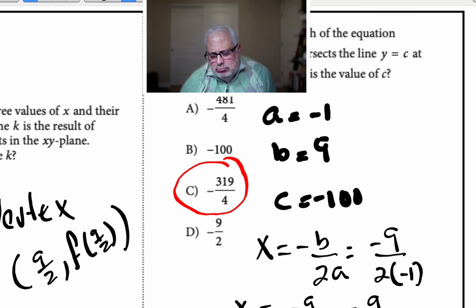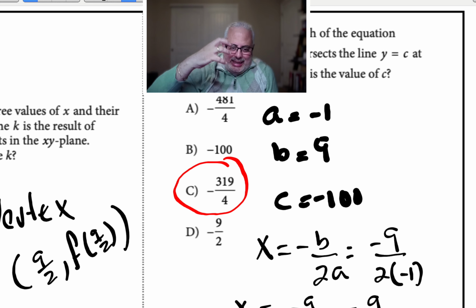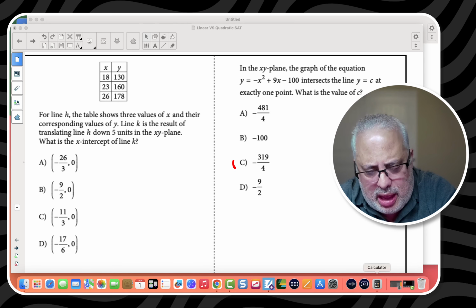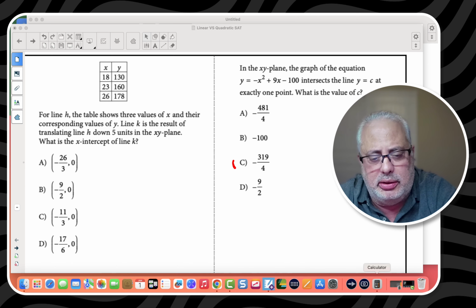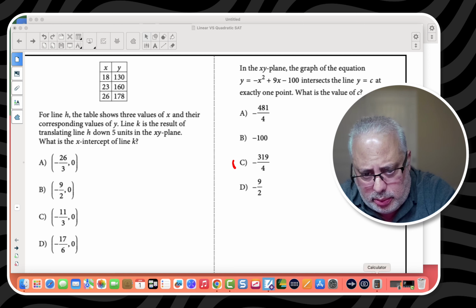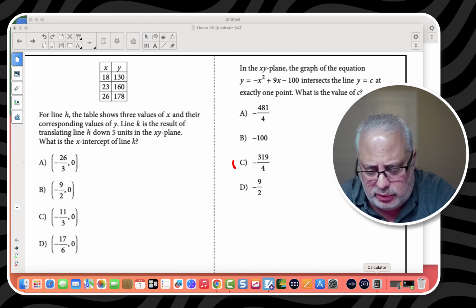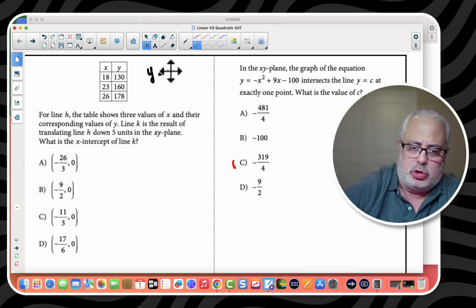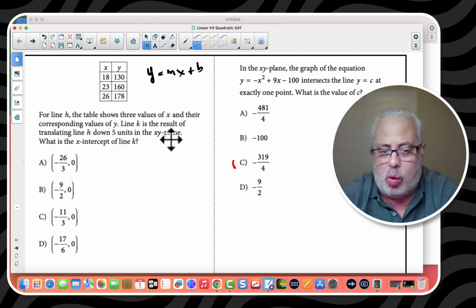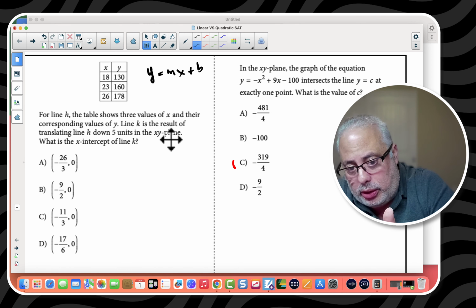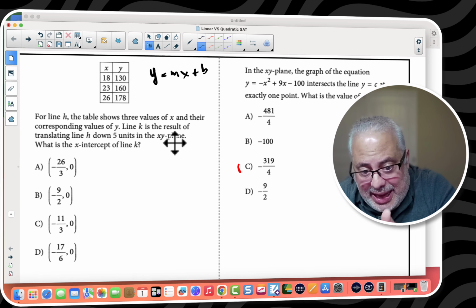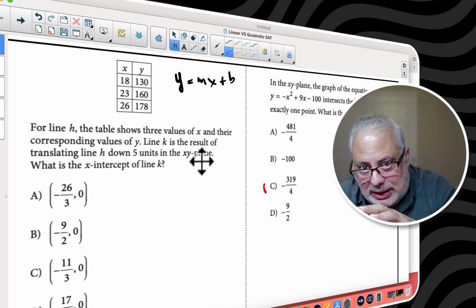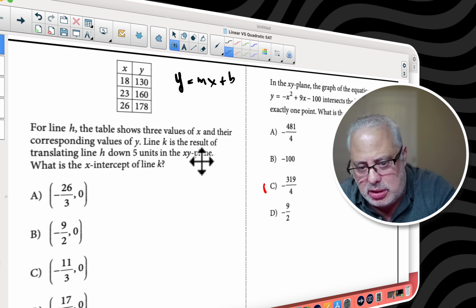In terms of complexity, we have a lot of concepts, ideas, and foundation in algebra that you need to know. So, done with quadratics, let's move to linear. In this question, we have a set of 3 points, x and y, on a line. Just to refresh your memory, lines can be written in slope-intercept form like this: y equals mx plus b. So we need the slope of the line and the y-intercept. It's important that we write this because line K is the result of translating line H down 5 units in the x-y plane.